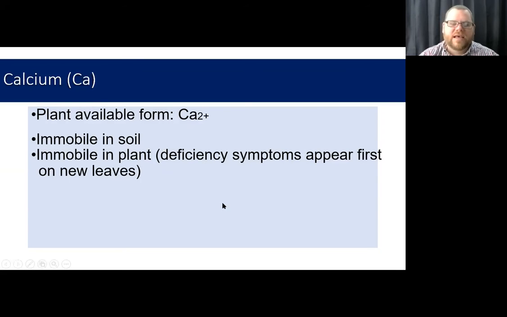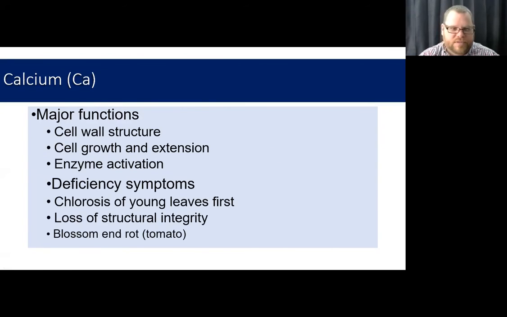Calcium is immobile in the soil and immobile in the plant. A lot of things that we've talked about so far are mobile and immobile in different things. One is in the soil and one is in the plant, but this one is immobile in both, which means we're going to need a lot of it, right? So major functions are cell wall structure, cell wall growth and extension, enzyme activation, and structural integrity. Deficiency symptoms include chlorosis on the young leaves first.